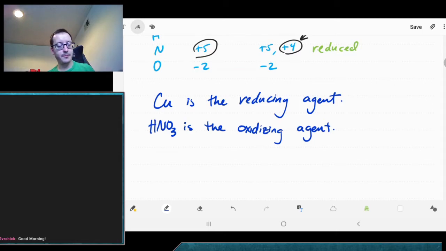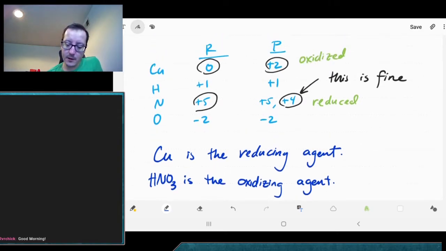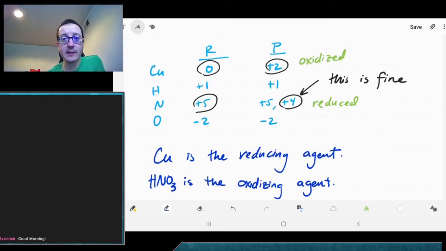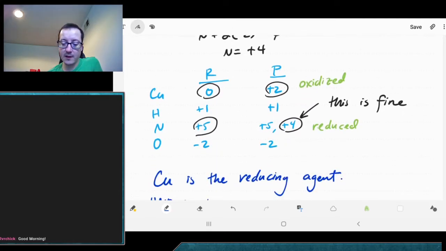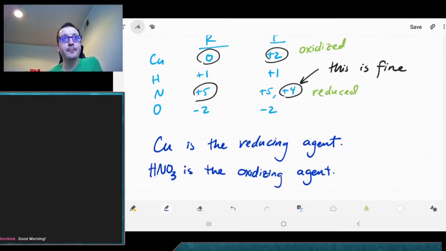And we're done with our problem. Any questions on that one? So it's really the same process we do. We just have to figure out the oxidation numbers. Most often we do the little algebra here to figure them out. And once we have them, we can take a look at them, see what's changing over the course of the reaction, and then identify what's happening there. All right?